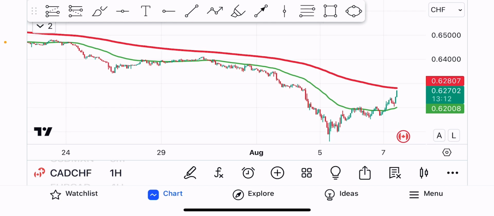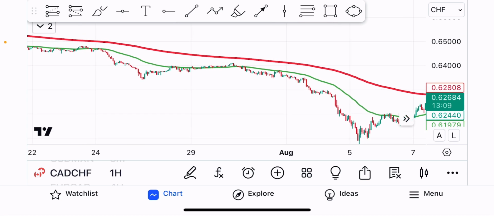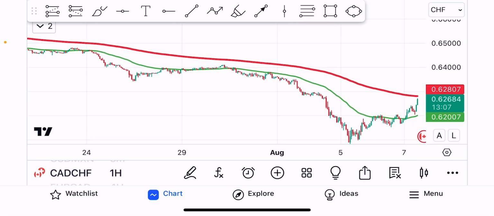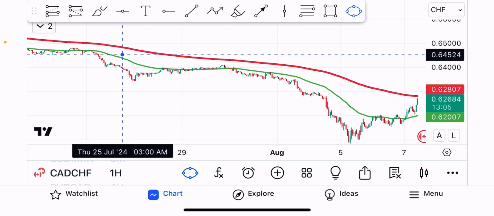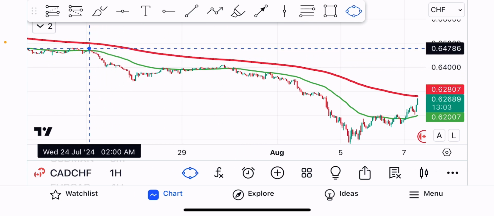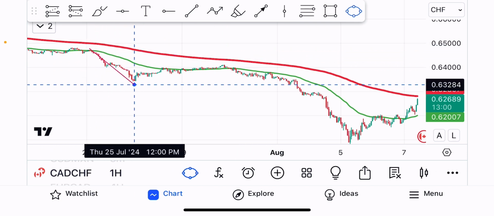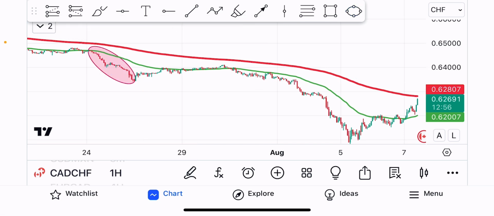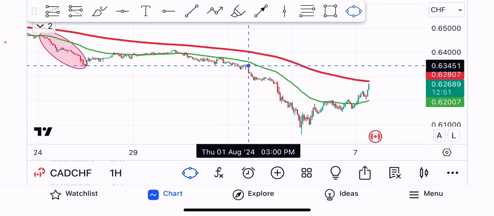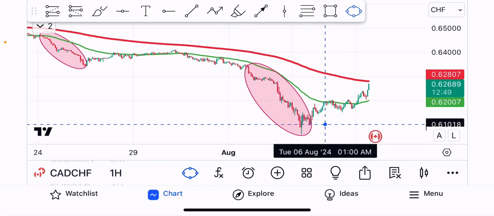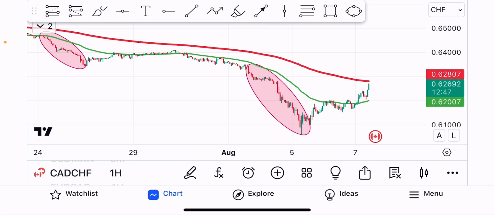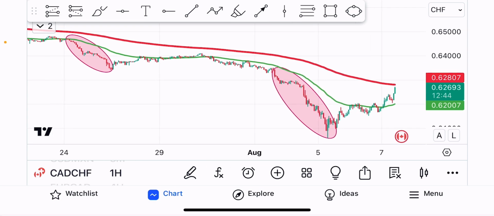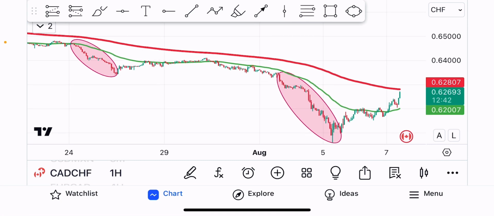This is CADCHF, and for weeks now, we have been seeing a massive decline in this market. We can see how price has been crashing from 0.64786 to 0.63403. We can see this massive dump in price, and as if that was not enough, there was another massive crash in price. Now this simply shows that the market is in massive supply. It is dropping. That is the first insight it is giving us.